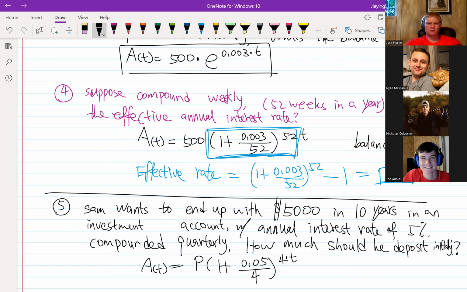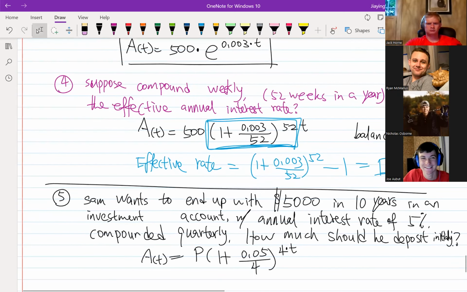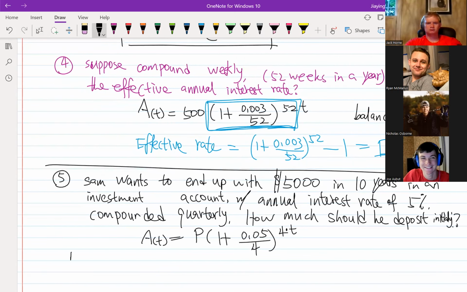So that will be the general formula if we know the principal, and that gives the balance. Well, we don't know the principal, and we do know the balance in 10 years, right? That's 5,000. So now we can plug in t equals 10 and the balance equals 5,000.